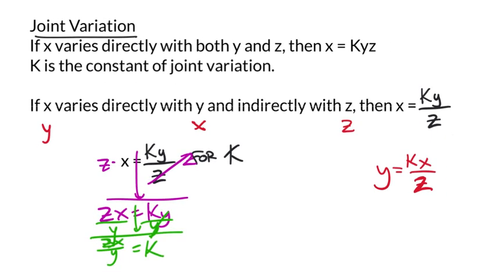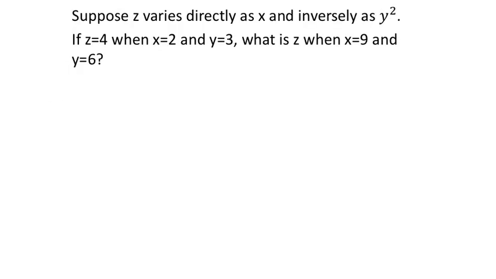Just keep that in mind. You'll probably have to solve for the k value first, and then you can apply that k to the new values that they give you, because they'll always give you a set, and then they'll say, find the missing value in the next set. Suppose z varies directly as x and inversely as y squared, and it's okay that it's a y squared on that. So just know that's going to be part of what we end up looking at, okay?